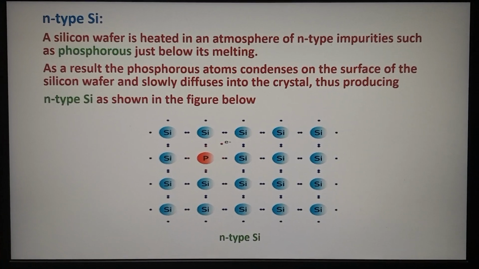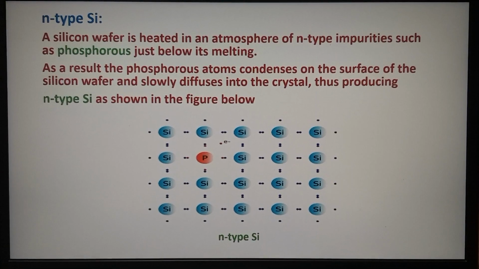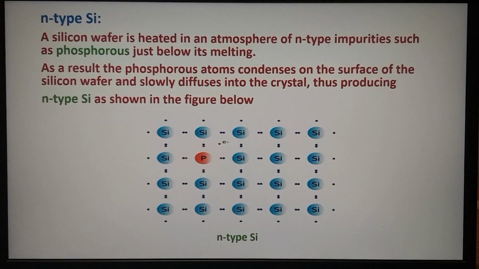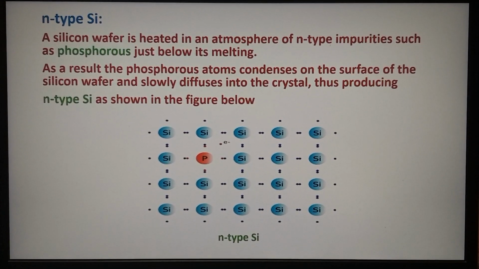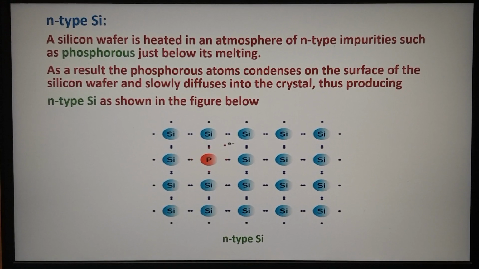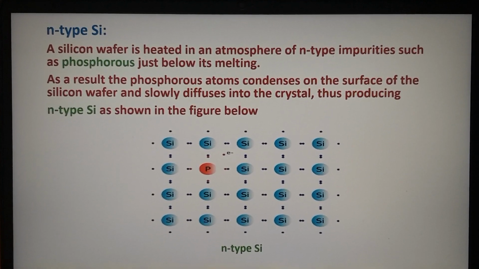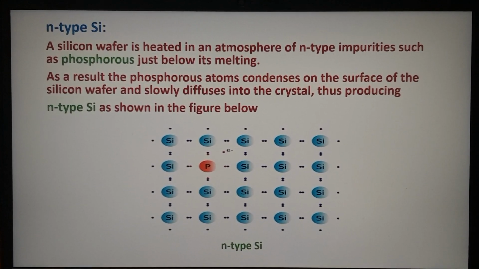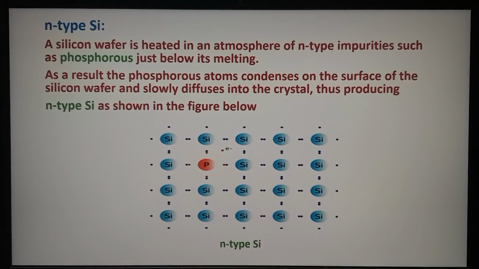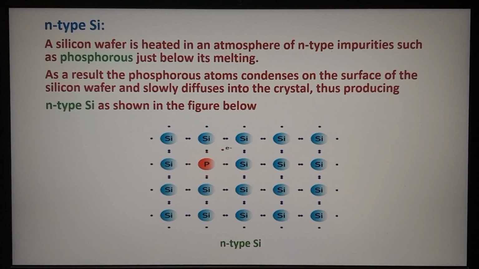The N-type silicon wafer is produced by heating the silicon wafer in an atmosphere of N-type impurities such as phosphorus just below its melting point. As a result of this, the phosphorus atoms condense on the surface of the silicon wafer and slowly they diffuse into the crystal of the silicon, producing N-type silicon as shown in the figure here.